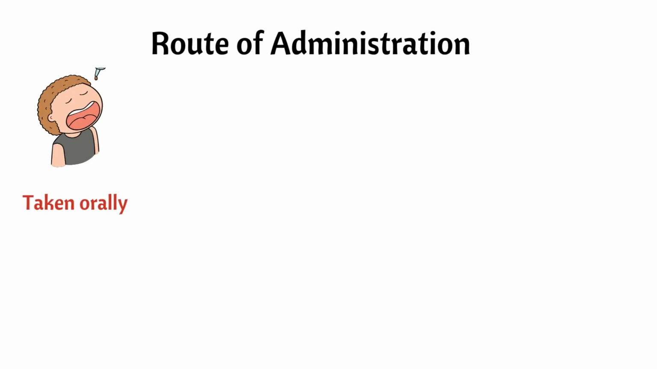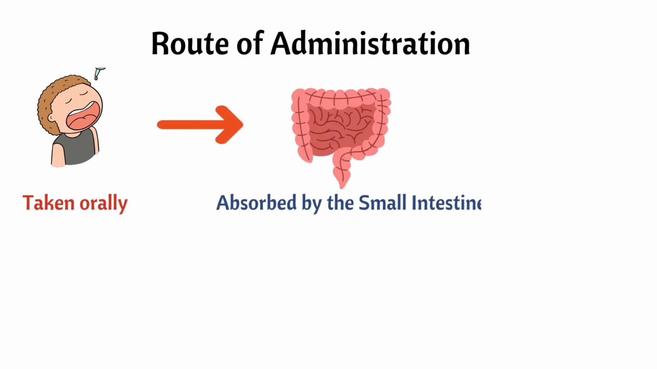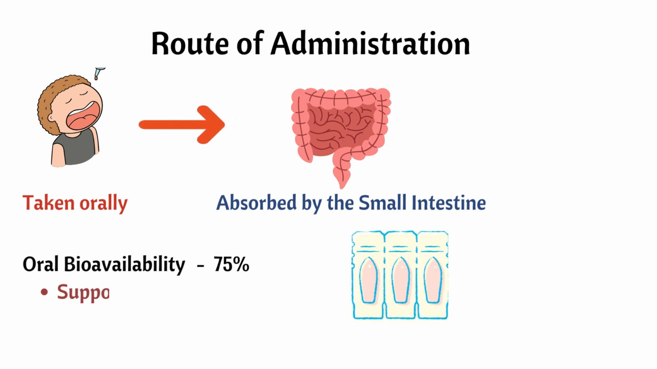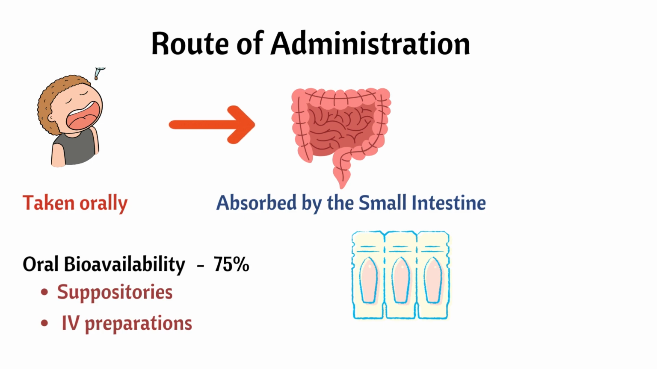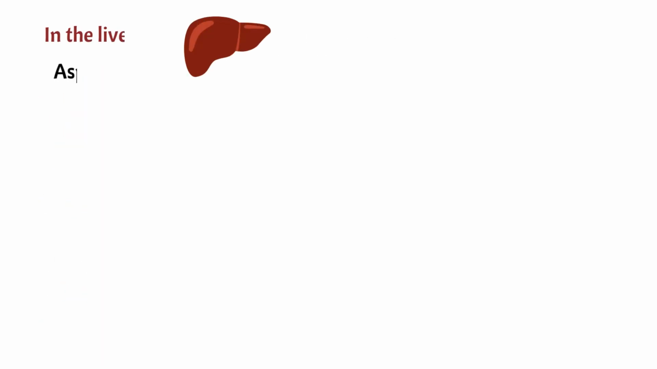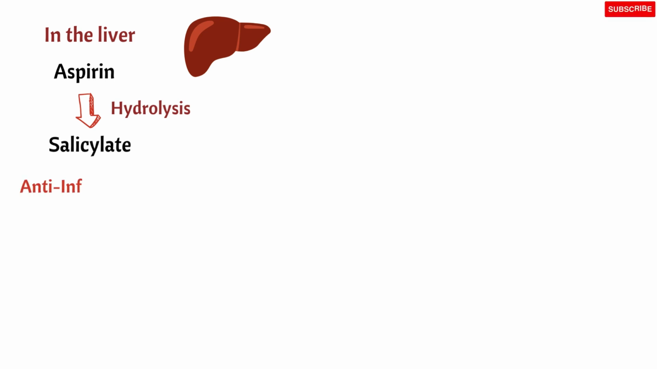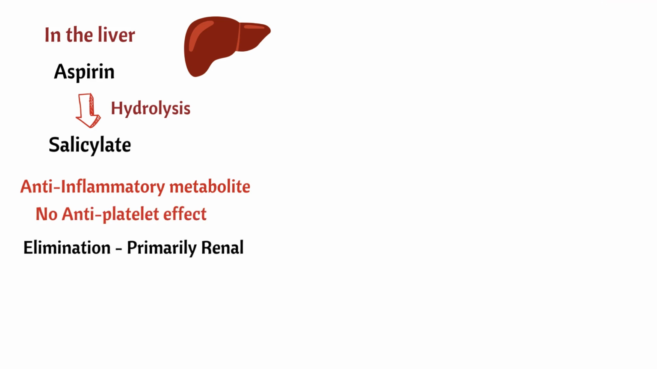Route of administration. Aspirin is usually taken orally, and a major proportion of the drug is absorbed by the small intestine. Its oral bioavailability is about 75%, and it is available as suppositories and other preparations as well. In the liver, aspirin is hydrolyzed into salicylate. This is the actual anti-inflammatory metabolite of aspirin, but unlike aspirin, it has no antiplatelet effect. Elimination of salicylate is primarily renal.